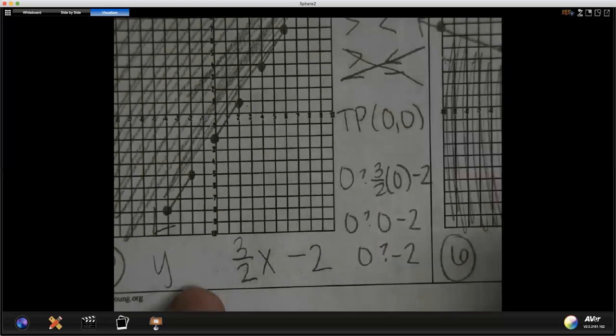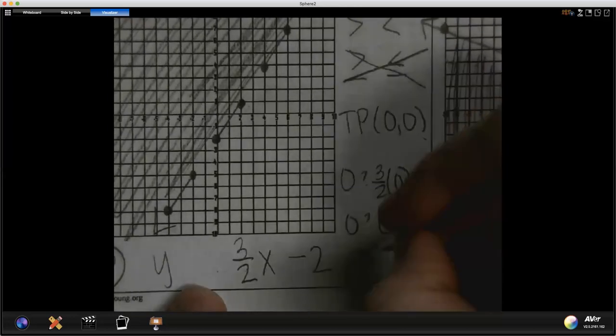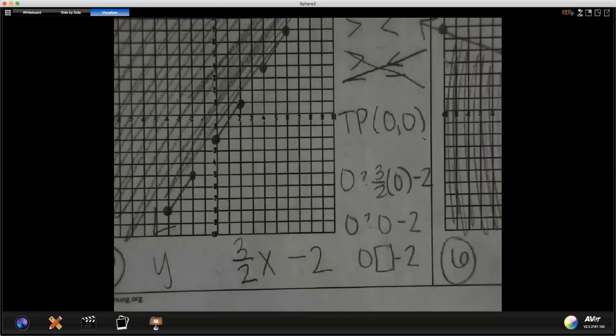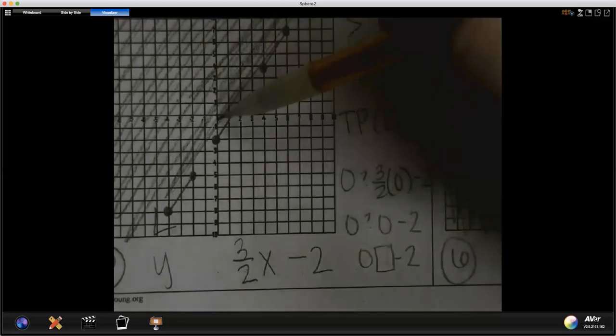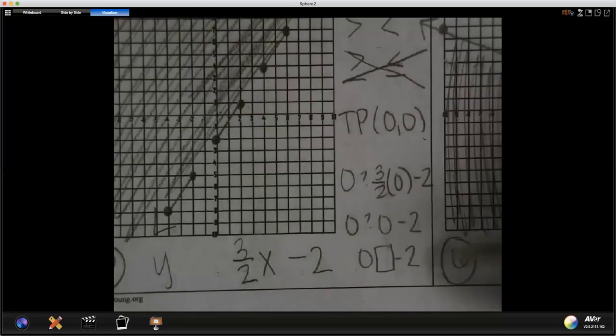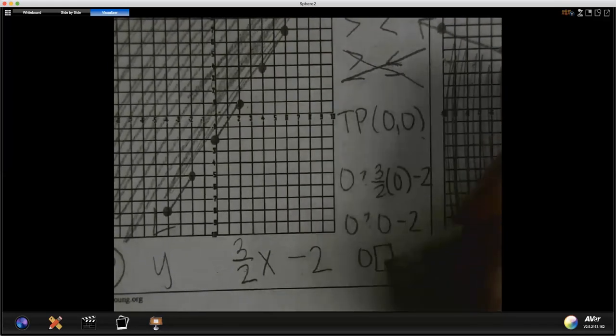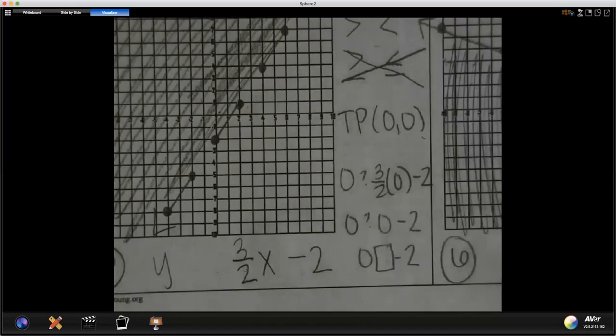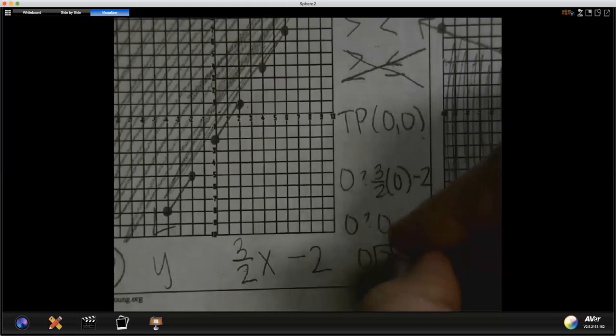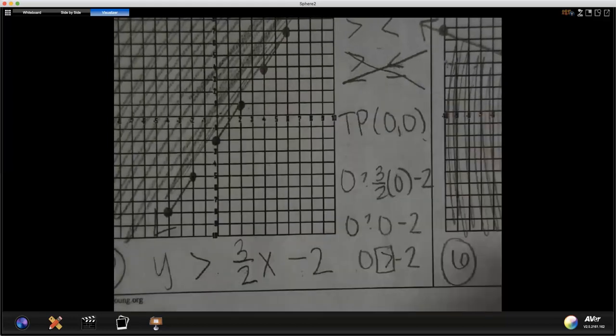Right. The question is, what should go here? And do we need it to be a true or false statement? So 0, 0 is in the shaded part, so we need this to be a true statement. So is 0 greater than -2, or 0 less than -2? Greater. So therefore, my inequality should be greater.